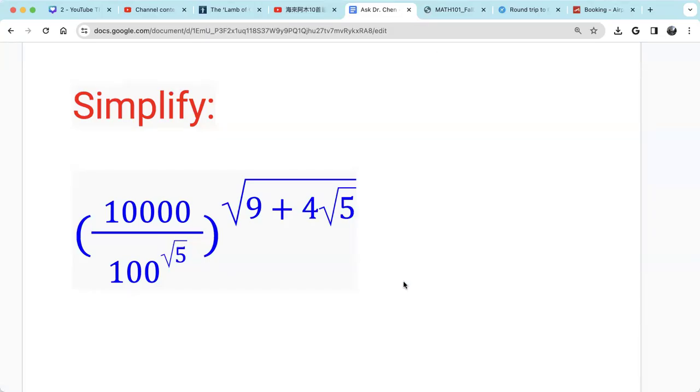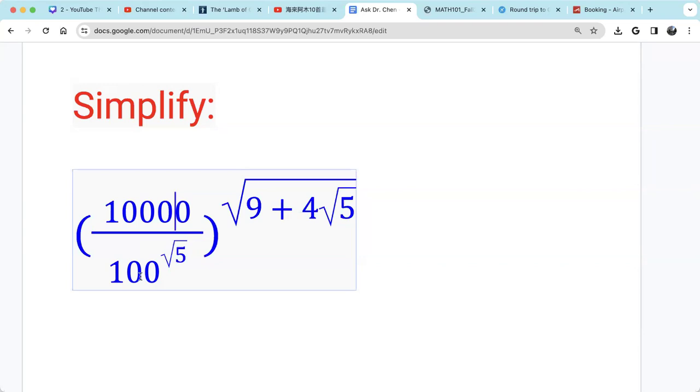Simplify this radical expression. So let's observe. Inside parentheses, we have 10,000 in the numerator, and in the denominator, we have 100 raised to the power square root of 5. What we want to do is simplify this division by making them have the same base. The numerator has 1, 2, 3, 4 zeros, so we can write it as 10 raised to 4.